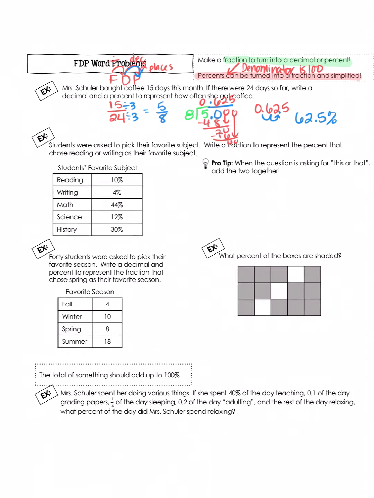All right, this next one. Students were asked to pick their favorite subject. Write a fraction to represent the students that chose reading or writing as their favorite subject. First of all, let's just notice that math was the biggest. Coincidence? I think not. So it asks for reading or writing. What that means is I want someone that picked either reading or writing. So what I'm going to do is add the reading and writing together.